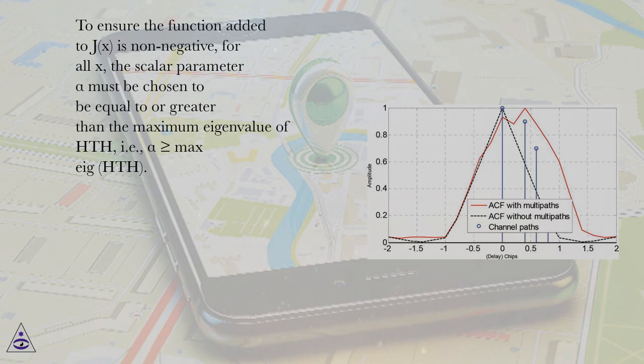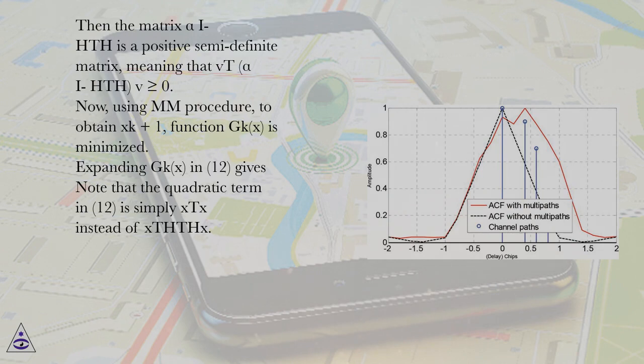To ensure the function added to J(x) is non-negative for all x, the scalar parameter alpha must be chosen to be equal to or greater than the maximum eigenvalue of H^T H, i.e., alpha greater than or equal to max eig(H^T H). Then the matrix alpha I minus H^T H is a positive semi-definite matrix, meaning that v^T (alpha I minus H^T H) v is greater than or equal to 0. Now, using the MM procedure, to obtain x_{k+1}, the function g_k(x) is minimized.